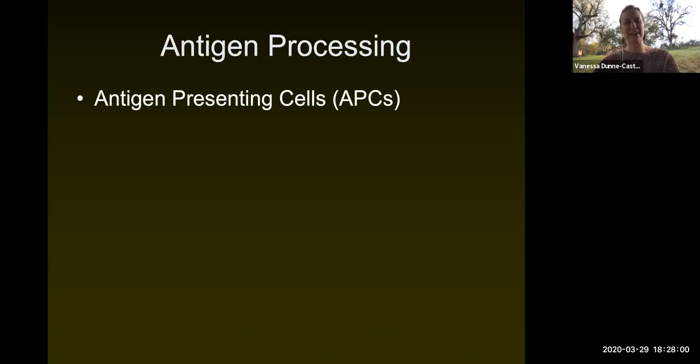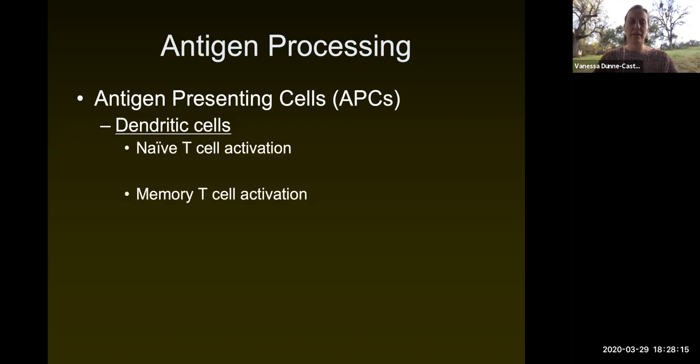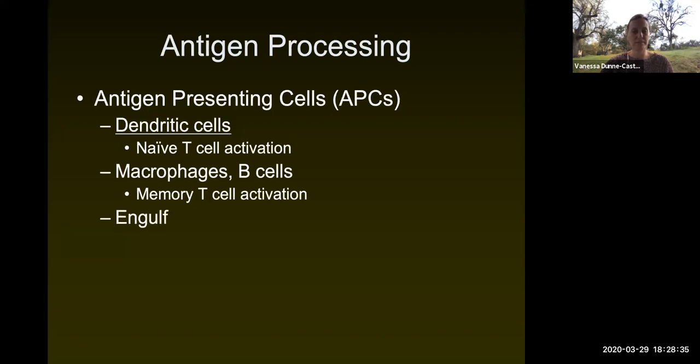Okay, so we're talking about the presentation of antigen, and this would be by antigen presenting cells, as we've talked about many times. We are primarily going to focus on dendritic cells because these are the ones that activate the naive T and B cells. But there are other antigen presenting cells: macrophages we've mentioned already, and even B cells. This will become really important when we talk about B cell activation, because they need to be antigen presenting cells in order to become activated. But macrophages are responsible for activating the memory T cell response, which again is a very important response.